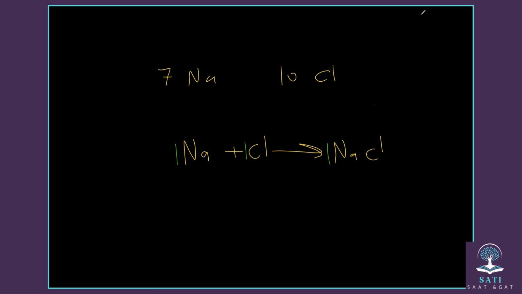When they react, they will give us 1 mole of sodium chloride. If I have now 7 moles of sodium and 10 moles of chlorine, and I want to react them, which of them will finish first? Of course, sodium. So if I have 7 sodium, they react with 7 chlorine, and they'll give us what? 7 NaCl, which is sodium chloride.